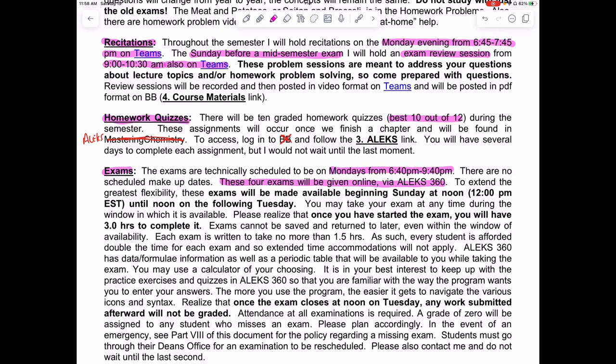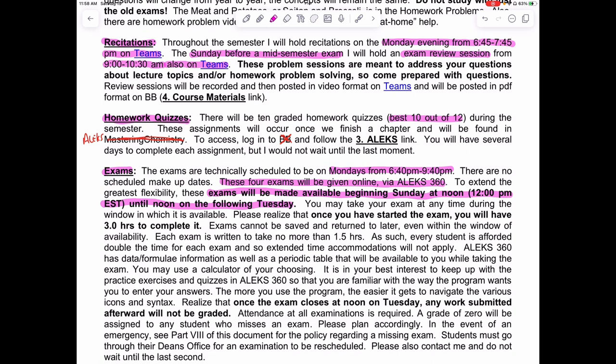So this is the flexibility that we're offering. Basically, the exams will be made available Sunday at noon, which is right after my review session, and they will be open till noon on the following Tuesday. So Sunday, Monday, Tuesday, basically 3 days there to take the exam at your convenience when you feel ready to take it. But that is the window.